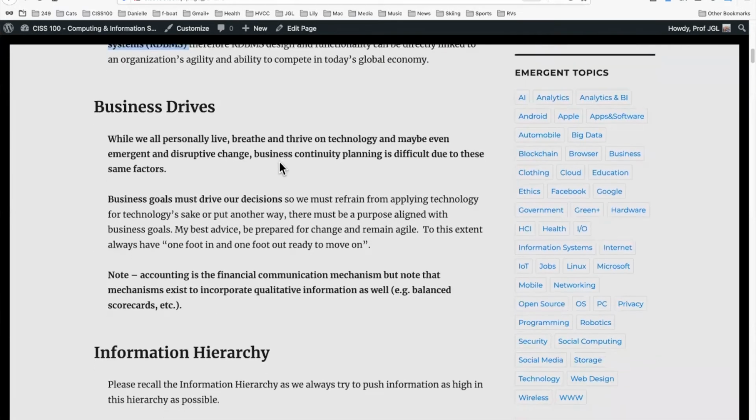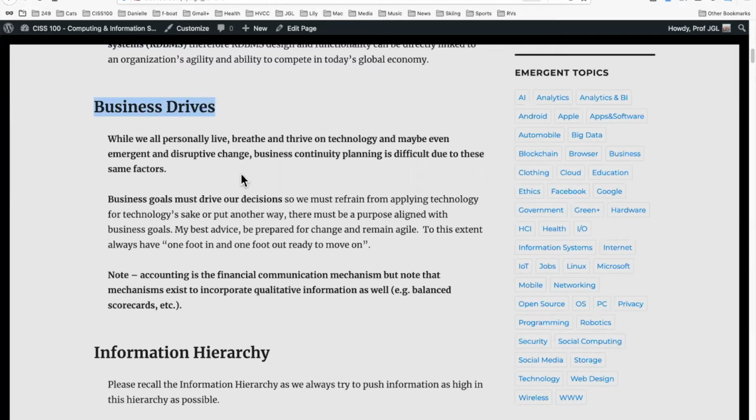One caveat I want everyone to consider and keep in mind is that business drives. Technology is going to continue to evolve, and we love technology. We love it. And we're often compelled to say, hey, here's this new technology, how can I apply it? Okay, that's backwards. We never adopt or seek a purpose to implement a new technology. It must be driven by business needs. Business drives.